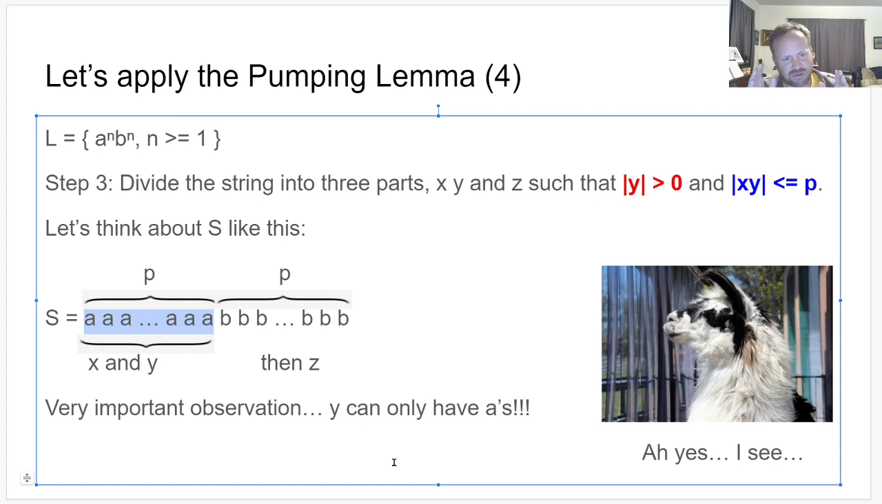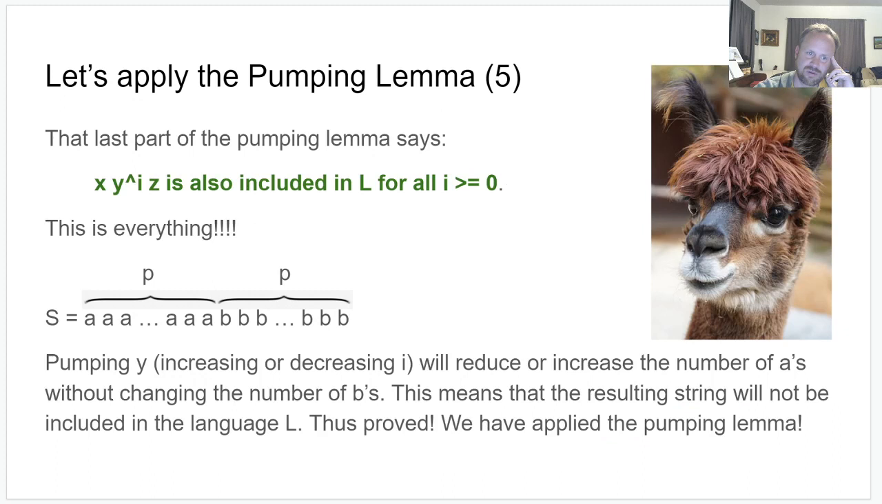We're dividing up the string. Y has to have something. X and Y have to be less than that length P, so we can only go into the first half of this string. Y can only have A's. This is so important. That's the thing, is now we're done.